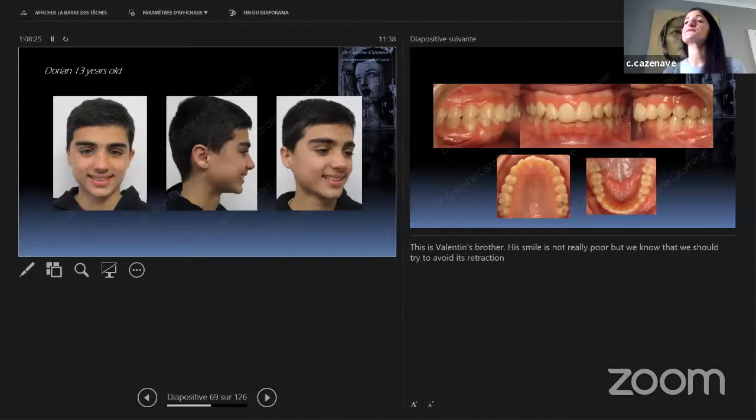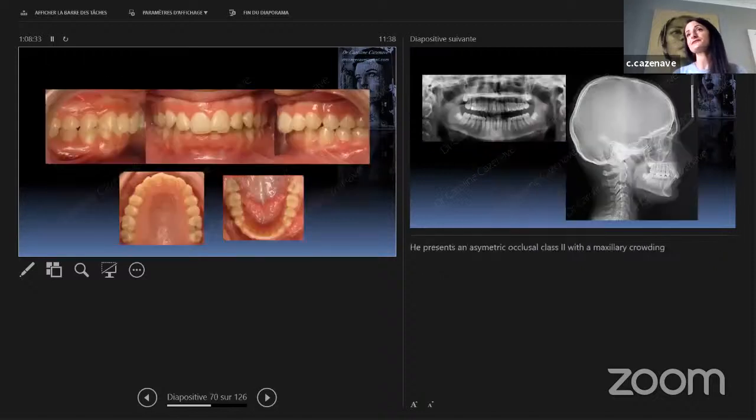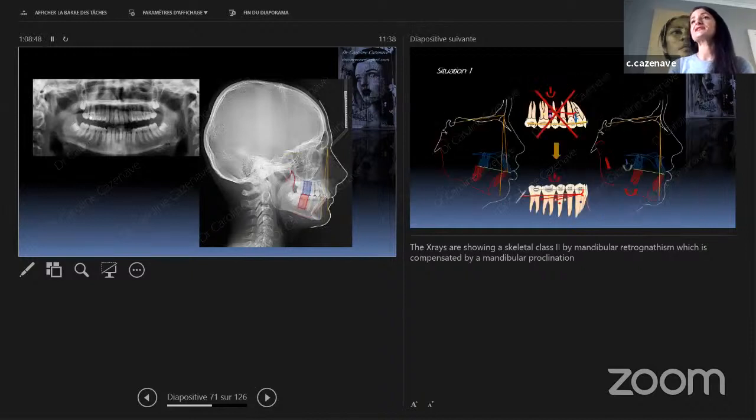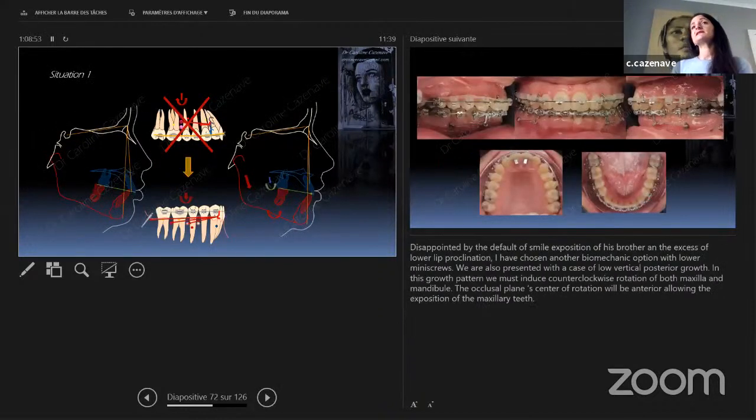This is Valentine's brother. His smile is not really poor, but we know that we should try to avoid its retraction. He presents an asymmetric occlusal class 2 with maxillary crowding. The X-rays are showing a skeletal class 2 with mandibular retrognathism, which is compensated by a mandibular proclination. Disappointed by the default of smile exposition of his brother and the excess of lower lip proclination, I have chosen another biomechanic option with lower meniscus.